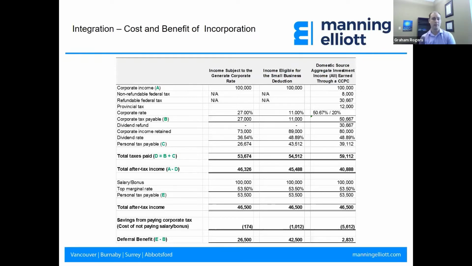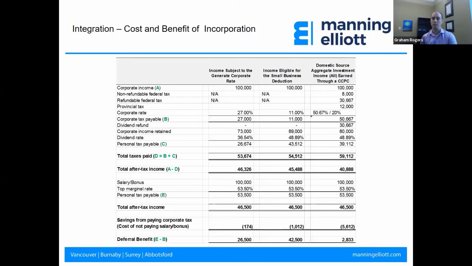The total tax paid in this scenario is $53,674. If there is no corporation, the individual would earn that $100,000 as a salary, and using the top marginal rates, the taxes paid would be $53,500. So earning the salary directly results in actually paying slightly less tax of $174 compared to having that income flow through a corporation. So here the theory of integration is almost working, but it's not perfect.